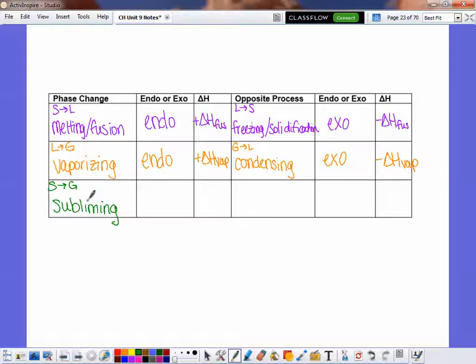Which one do you think this is, endo or exo? Endo. You should be picking up the pattern with these phase changes. What sign will that delta H have? Positive, delta H sub.